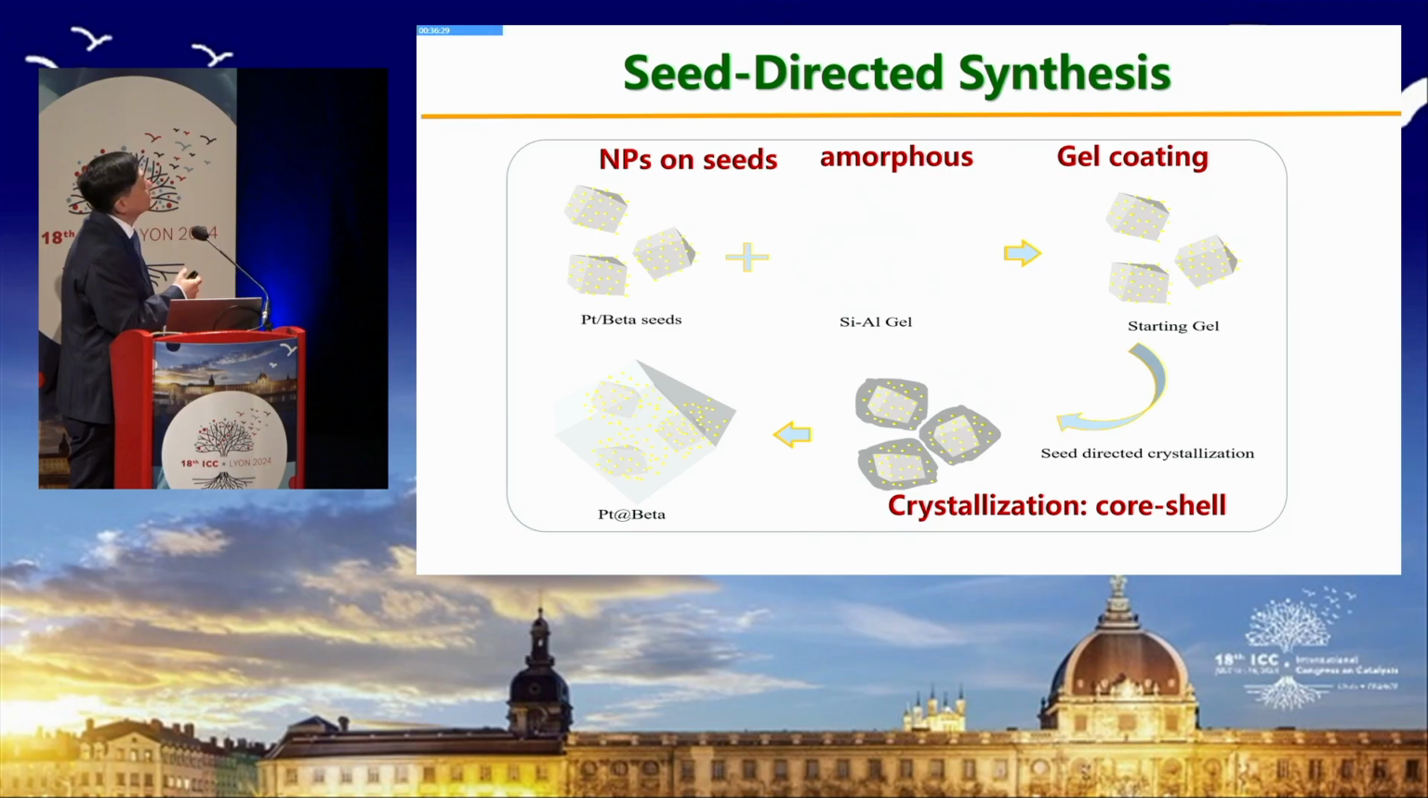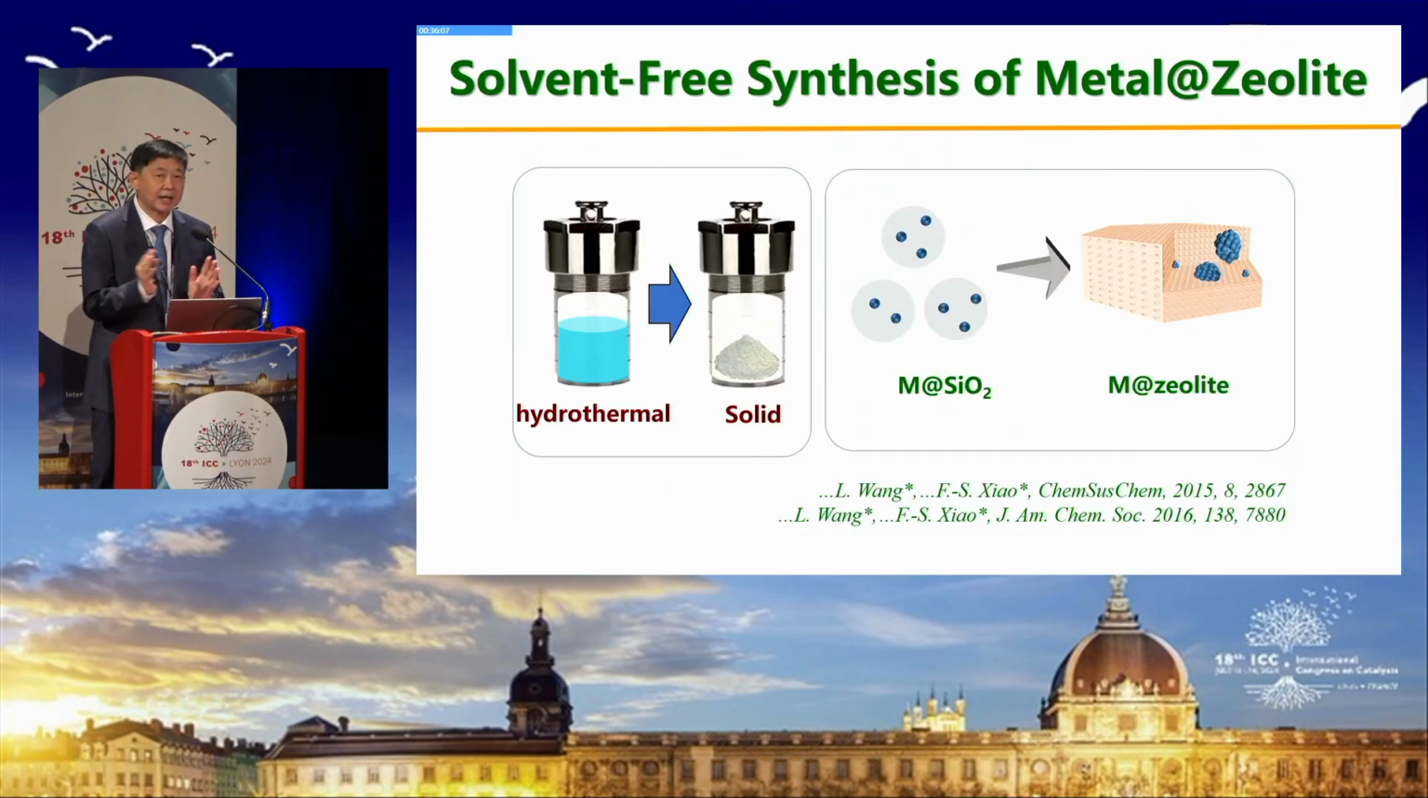This method is a seed-directed synthesis. In the beginning, we use a zeolite seed, and then make the seed-directed crystallization. Finally, all the metal nanoparticles will be fixed within the zeolite crystal, so the nanoparticles are always inside the zeolite crystal. Also, we use another method, solvent-free synthesis. So we get a dry material, then in situ crystallization, solvent-free crystallization. Finally, all the nanoparticles are fixed inside the zeolite crystals.